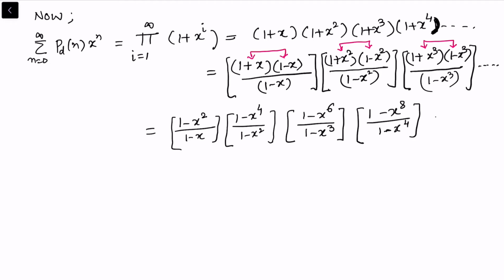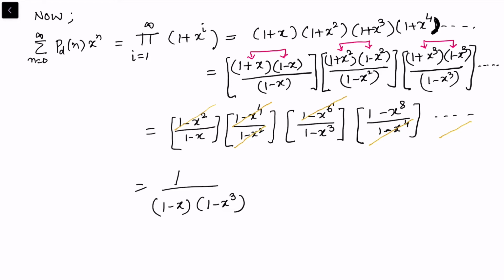Now we continue. If I look carefully, 1 minus x square is cancelled with this 1 minus x square. 1 minus x to the power 4 is cancelled with this. Every even term is going to cancel with the next terms that come up in the sequence in this product. So we are left with 1 minus x, then 1 minus x cube. These are the terms which are remaining, and every even term is going to cancel from the denominator.